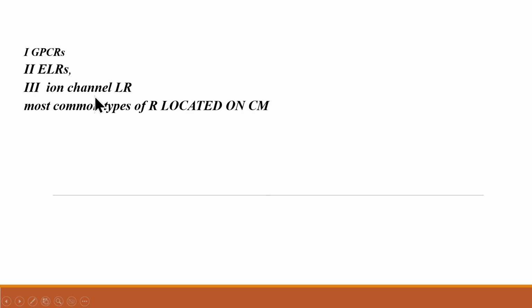There are three common types of cell surface receptors. These include the G protein coupled receptors, enzyme linked receptors, and ion channel linked receptors.